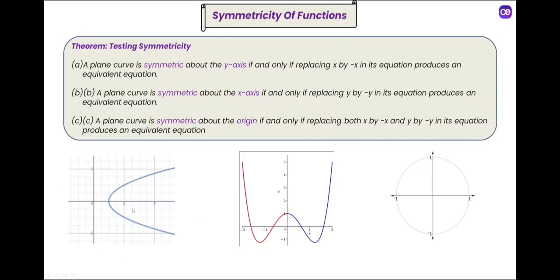This curve is symmetric about the y-axis, or with respect to the y-axis. It means, how will you judge it? Suppose there is a function y equals f(x), and if you replace the y value with the minus y value, and it produces the same equation as before, or an equivalent equation as before, then the graph is symmetric about the x-axis, with respect to the x-axis.